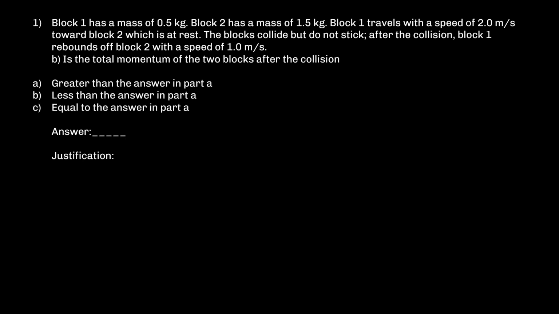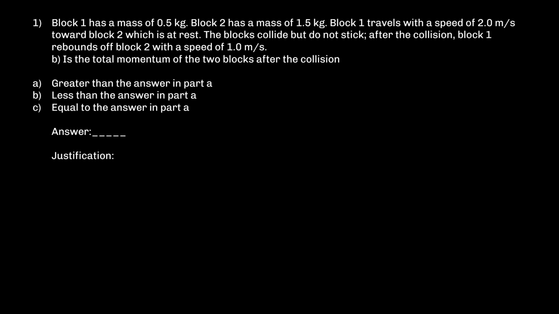All right, so looking at part B, is the total momentum of the two blocks after the collision A greater than the answer in part A, B less than the answer in part A, or C equal to the answer in part A. This is where you're going to want to look at the fact sheet, which is in the description down below, and look for a fact that is going to help us get our answer. Again, when we make justification questions like this, we want to go over concepts, we do ERC in order to justify our answers. So we're going to start off with a fact of physics.